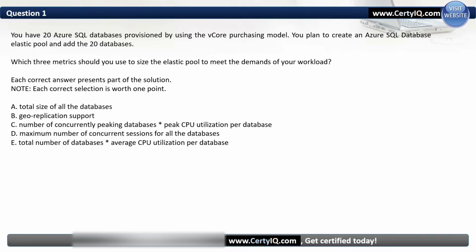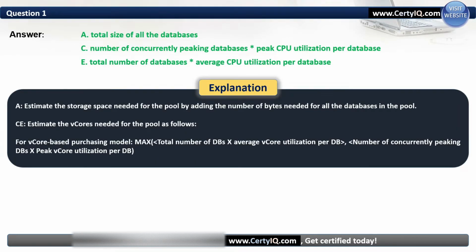The correct options are A, C and E, that is total size of all the databases, number of concurrently peaking databases into peak CPU utilization per database, and total number of databases into average CPU utilization per database. About the options. A. Estimate the storage space needed for the pool by adding the number of bytes needed for all the databases in the pool.